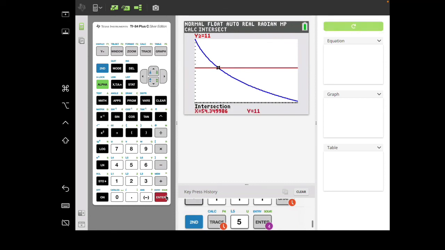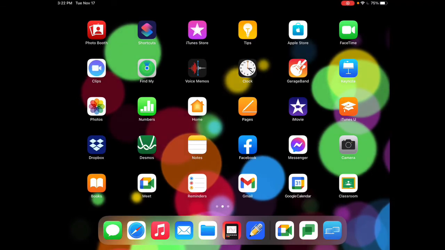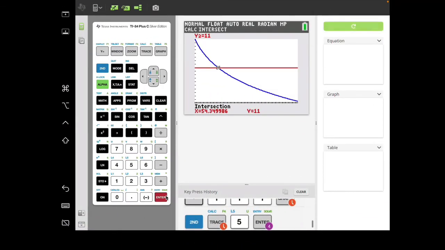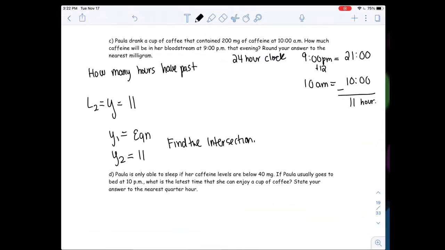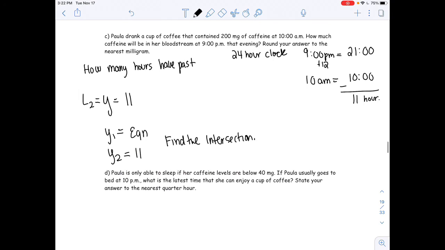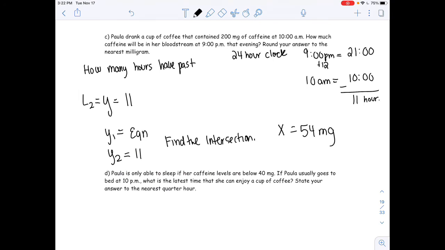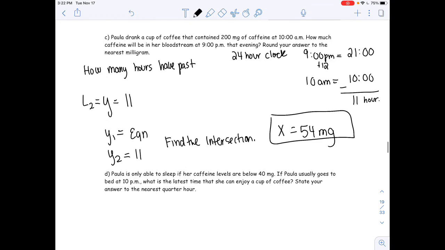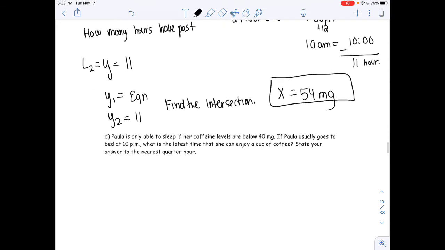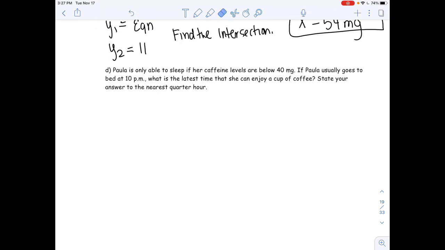So my answer, it says round to the nearest milligram. Nearest whole number is nearest milligram, so it's 54 milligrams. In this case, it's your x coordinate, that's your answer. Remember, if you plug in y, it's the x that you're looking for. So x is equal to 54 milligrams as your answer, rounded to the nearest whole number, nearest milligram, okay? So that's question C.